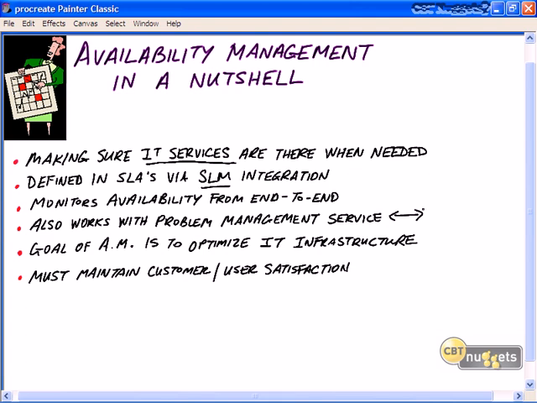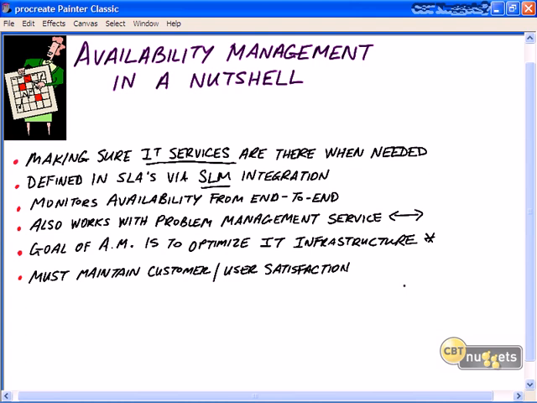The goal of availability management, in a nutshell, is to optimize the IT infrastructure so that the level of availability guaranteed in a service level agreement is met on a consistent basis. That's a great definition to remember. And this all goes back to maintaining on an ongoing basis customer satisfaction, end user satisfaction, and constantly improving the IT environment. The concept of availability and availability management are both found in the service design book of the ITIL library.